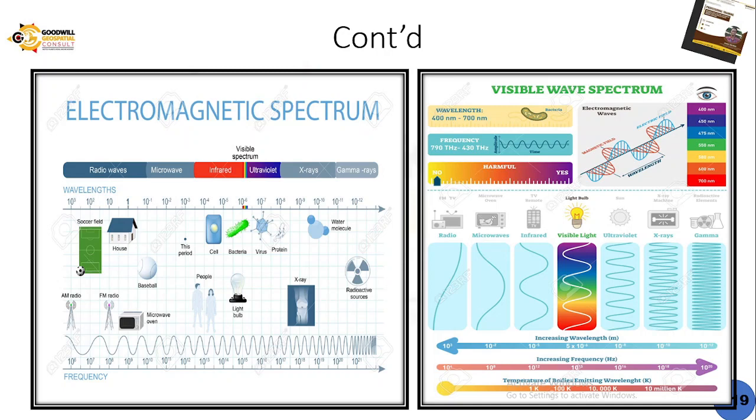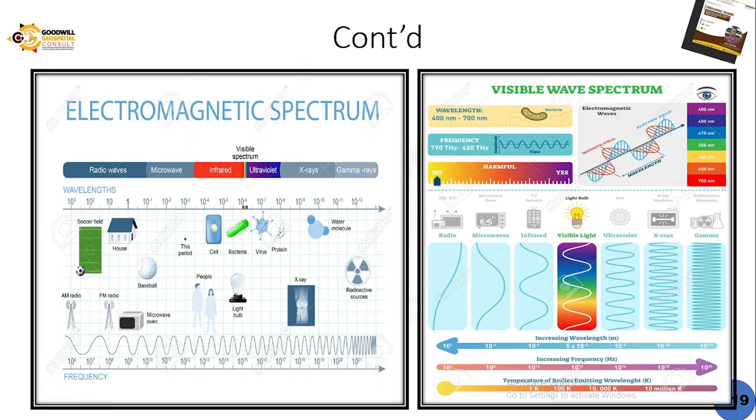Our eyes can see viruses because they are in the wavelength of 10 power minus 7. A light of wavelength of 10 power minus 7 can help us to view this. Likewise, proteins and water molecules. So this is also another image for you to look at and understand more of this electromagnetic spectrum.